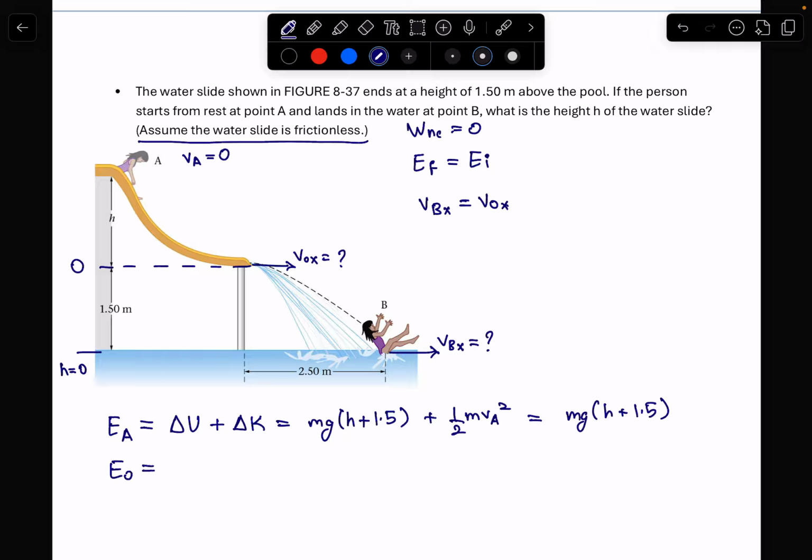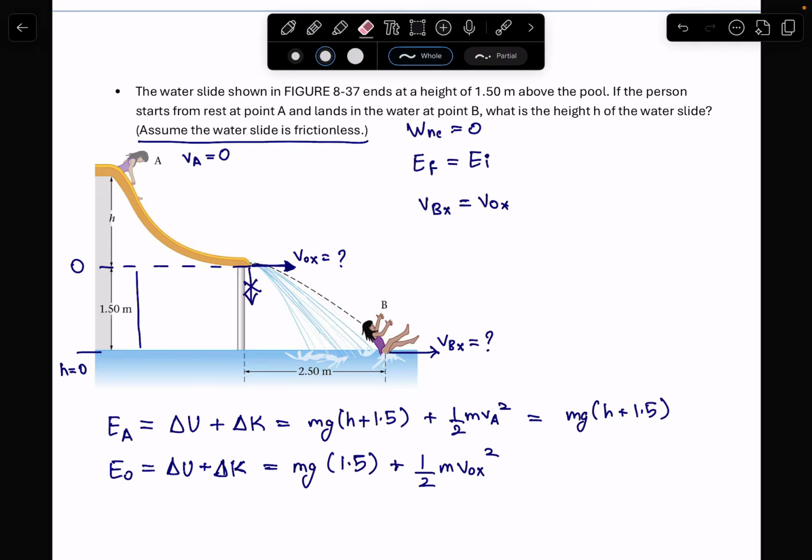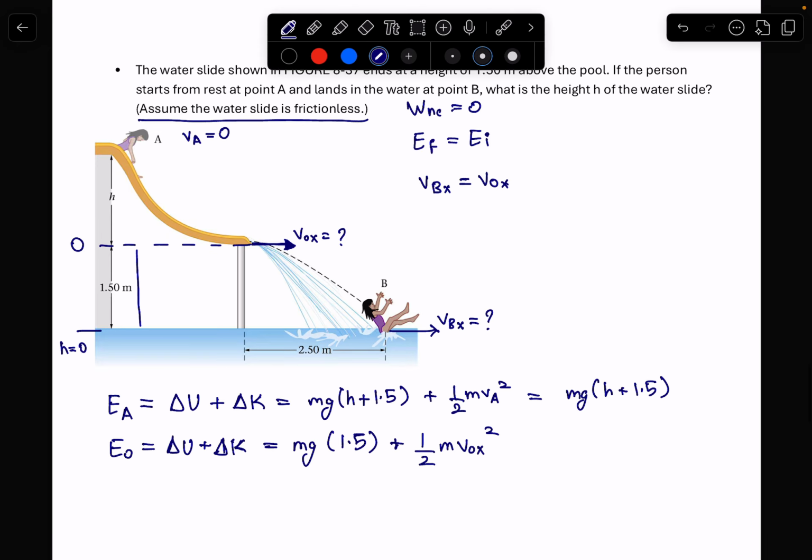Now at O, the energy is again potential plus kinetic energy. mg times 1.5, because it's 1.5 meters high, plus half m Vox squared. Now I can assume safely that there's no velocity in the y direction because it looks horizontal, and I'm trusting the figure at this point. I don't know the value of Vox.